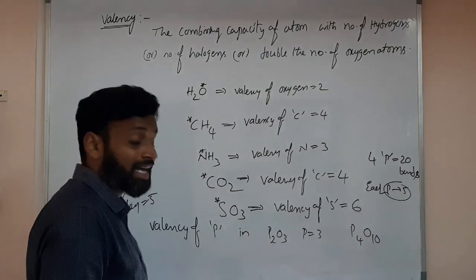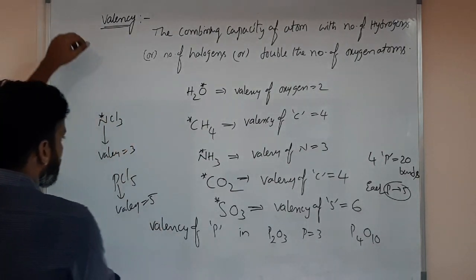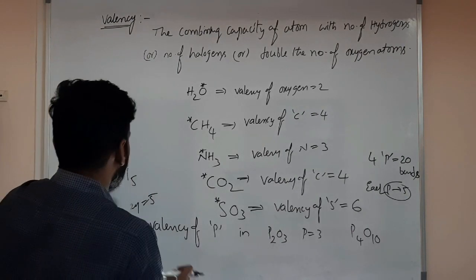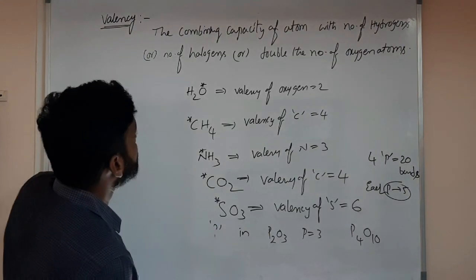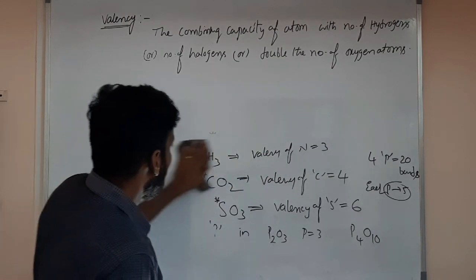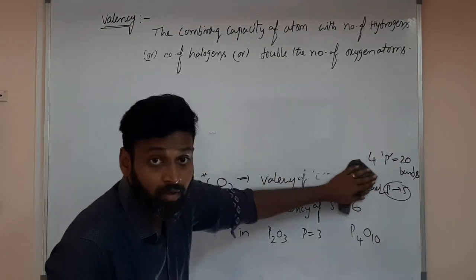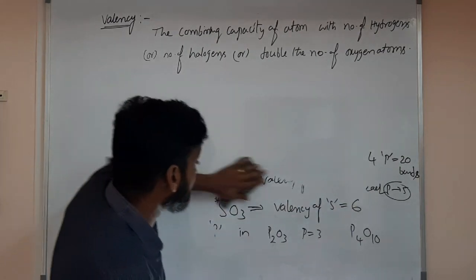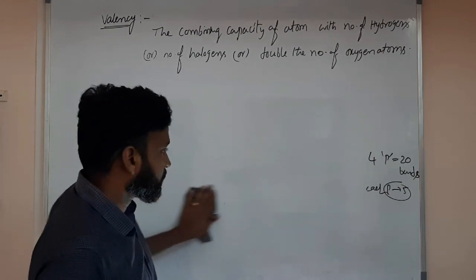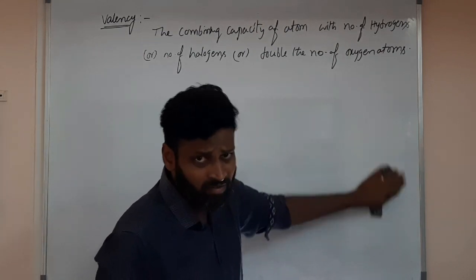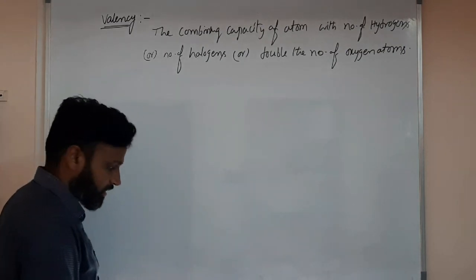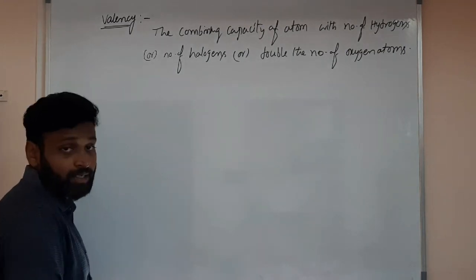So what is that? Valency. Write down please. So what is valency? The combining capacity of an atom with the number of hydrogens or number of halogens or double the number of oxygen atoms. So, okay, for writing, take a screenshot or pause the video. Okay, if you are not done, just go back.